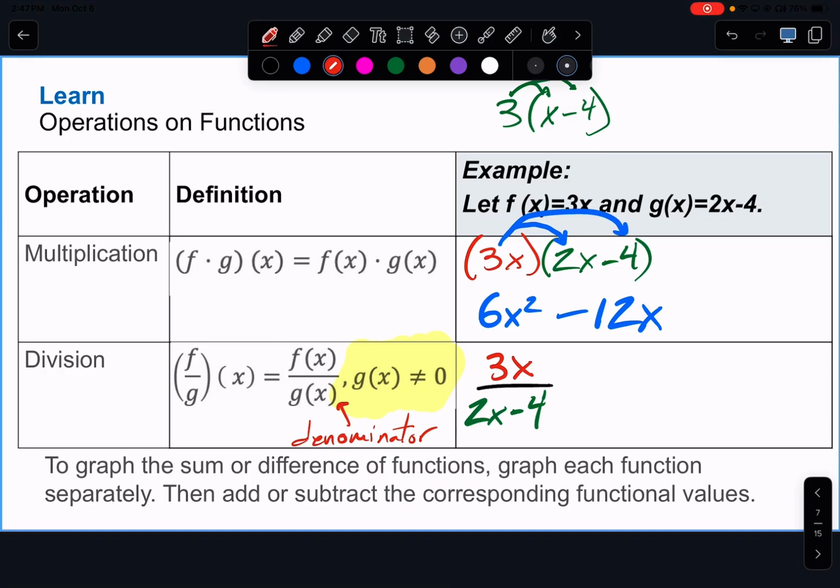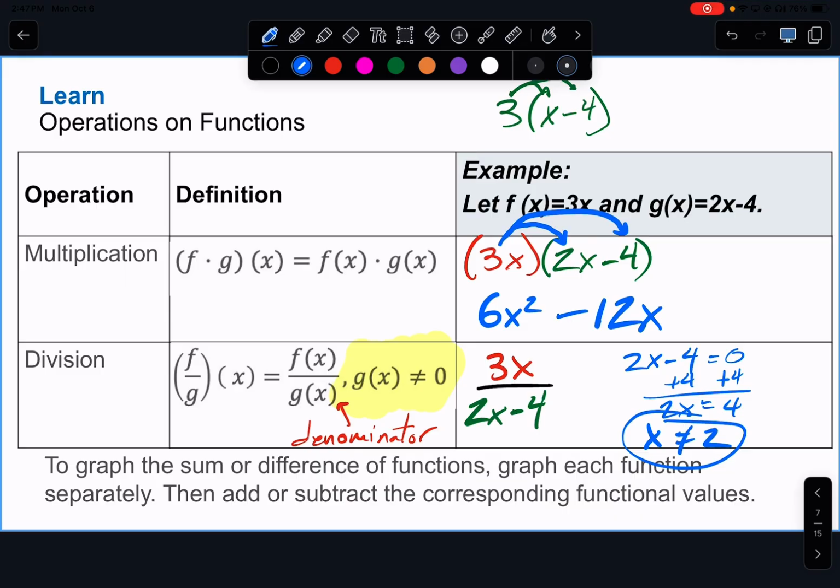The way you figure that out is you have to figure out what would make the bottom 0. So I'm going to take this 2x minus 4, which is just the bottom, my denominator, and I'm going to set it equal to 0. Okay, do this with me in your notes. Now I'm going to add 4 and then divide by 2. So x cannot equal 2.